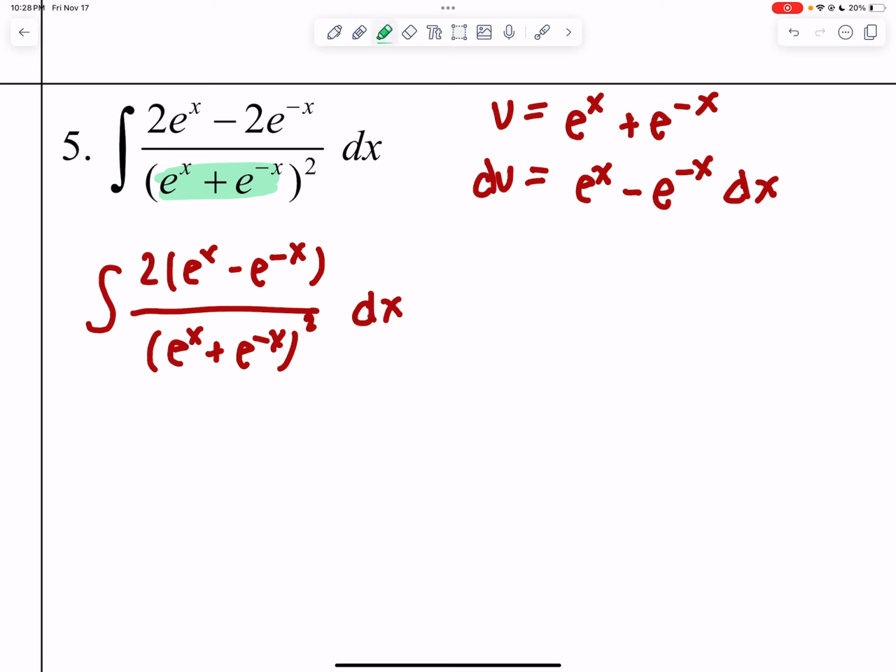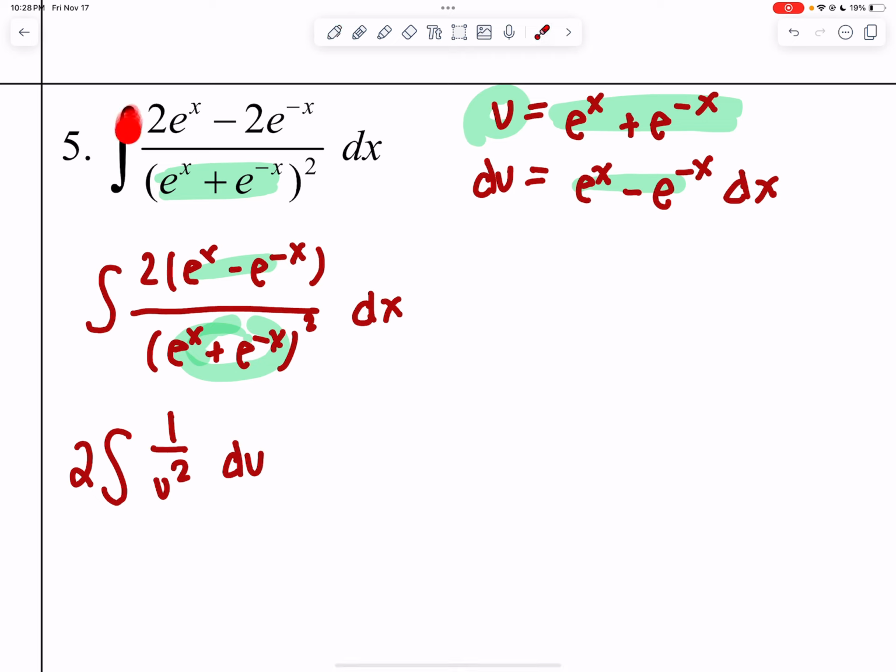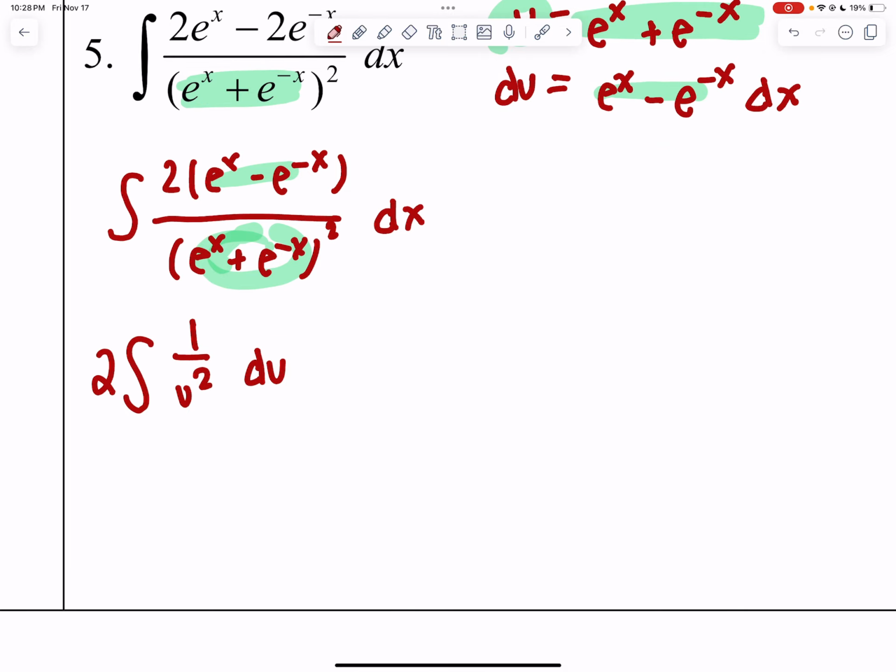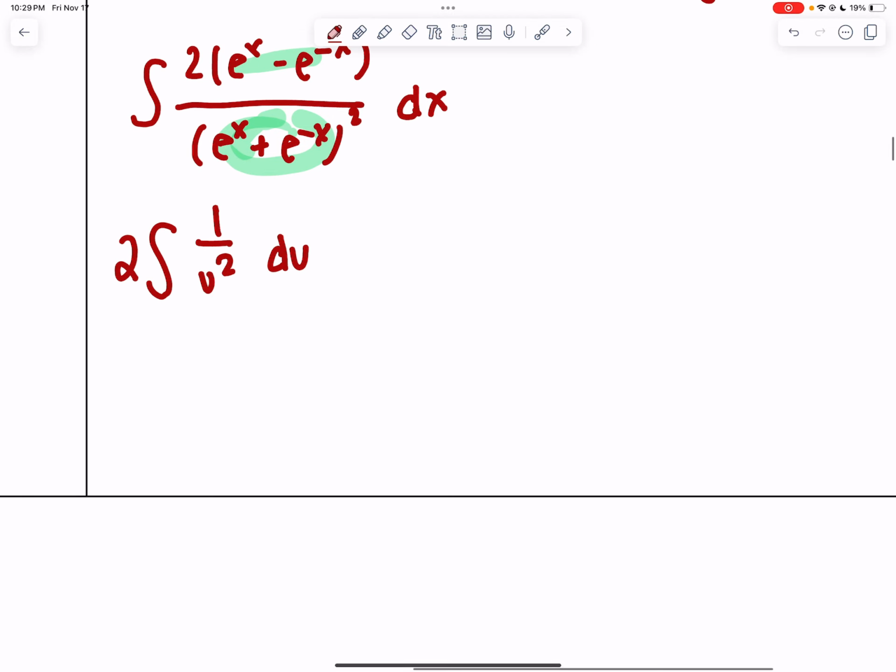All right, so if I have u to be e to the x plus e to the negative x, which is your denominator, and I have dx being du over this lovely thing right here, this will cancel out with this, that's gone. This right here becomes u right here. So now I have 2, my coefficient that I brought out, and then 1 over u squared du. Once again, since this is an indefinite integral, I'm not going to change my bounds because guess what? There aren't any. All right, so now what we're going to do is just take the antiderivative of u to the negative 2 du.